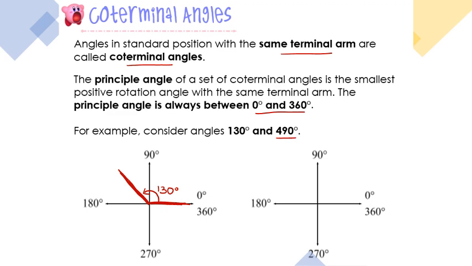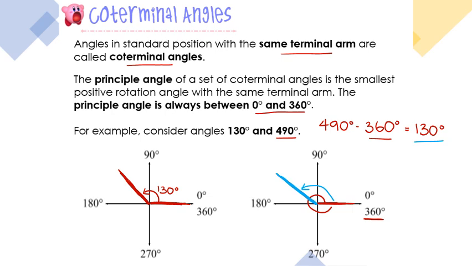Now, if I want to draw 490 degrees, one full rotation represents 360 degrees. So if I take 490 degrees minus 360 degrees, I get 130 degrees. So after I make one full rotation from my initial arm, that covers 360 degrees. But now I need to travel an extra 130 degrees to reach my terminal arm. So after that one full rotation, I'm going to go a little bit extra. And then my terminal arm is going to land right around here.